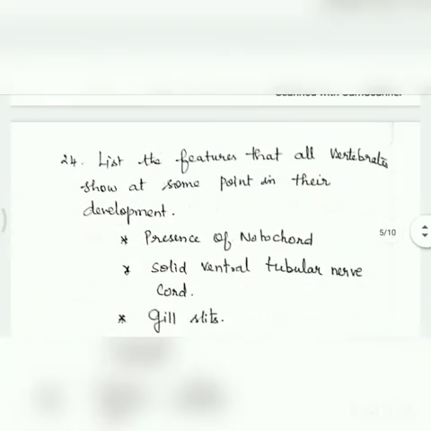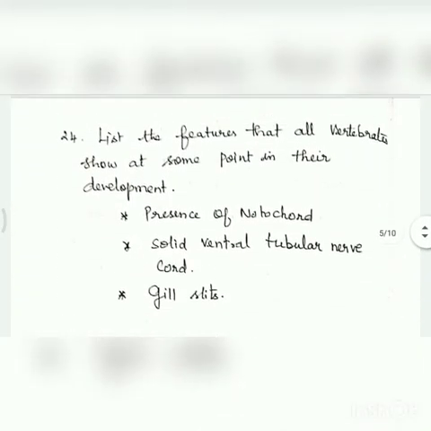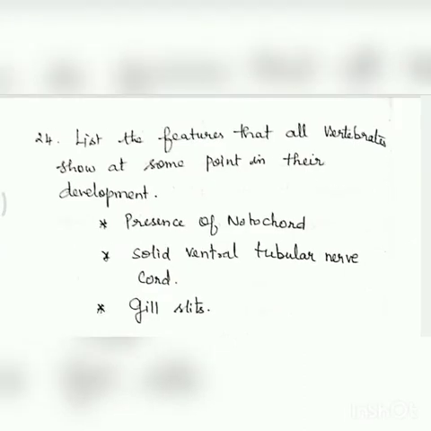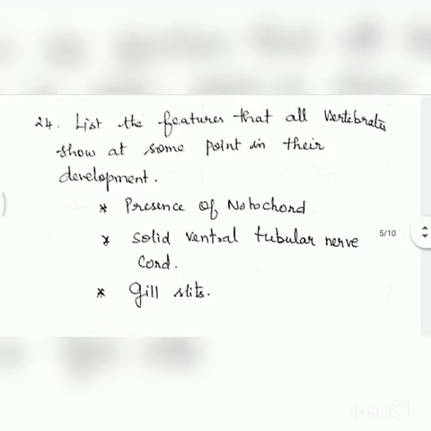List the features that all vertebrates show at some point in their development. So all vertebrates must have the presence of notochord, solid ventral tubular nerve cord, and gill slits. These three features are shown at some point in the development, whether it may be in larva or it may be in adult.